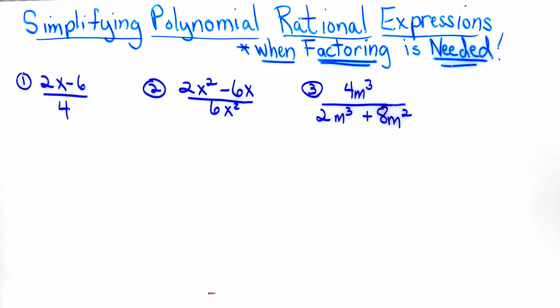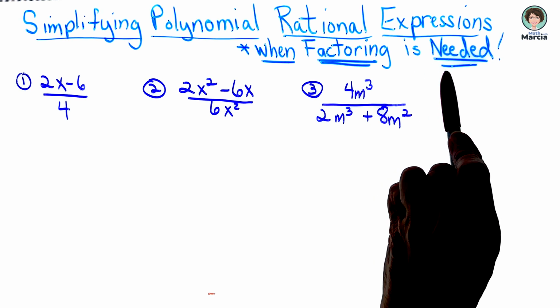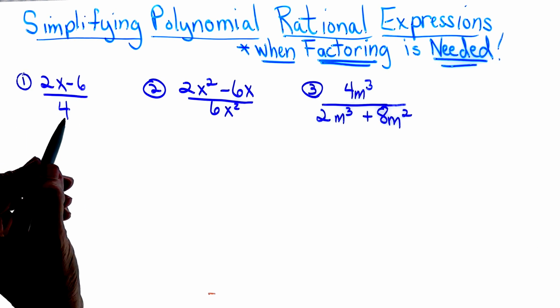In this lesson, we will be simplifying polynomial rational expressions. And this time, factoring is going to be needed. So let's look at our first problem. We have 2x minus 6 over 4.